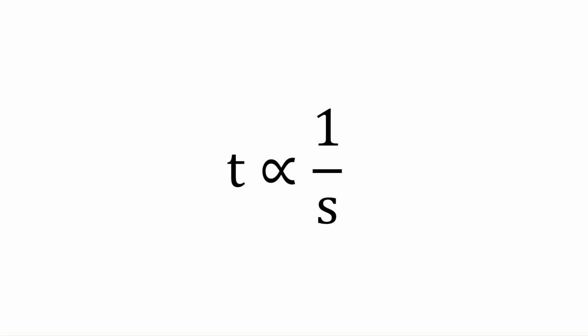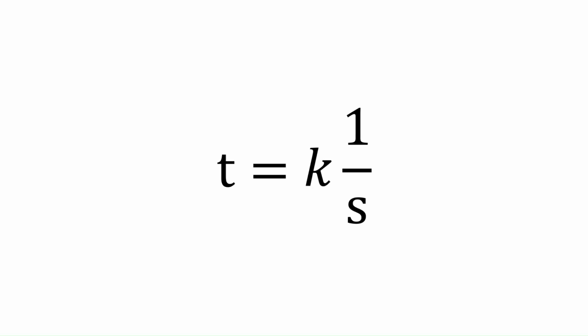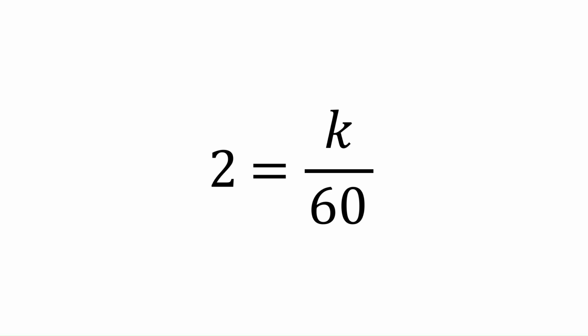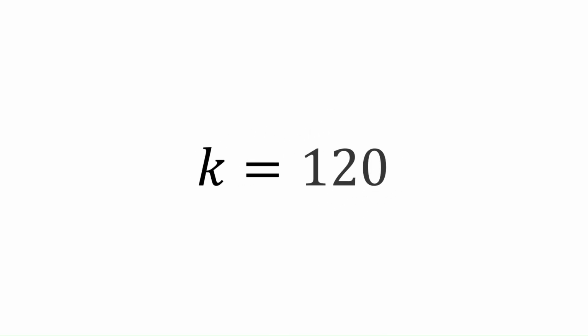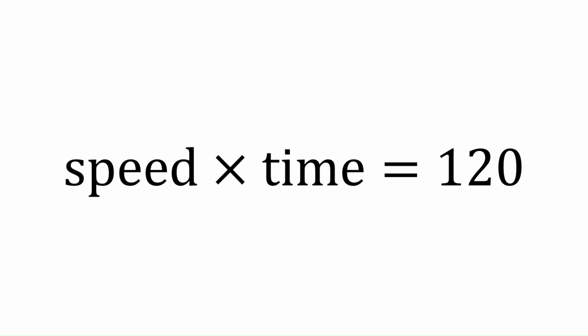We can cast our mind back to the last lesson we did on direct proportion, and we know we can swap the proportional to sign for equals k times. So t equals k over s. So we know that speed was 60 when time was 2 hours. We can substitute this in and we get that k equals 120. So the equation becomes time equals 120 divided by the speed. Notice that 120 is the fixed distance. So in inverse proportion we say that the product of the two variables will stay constant.